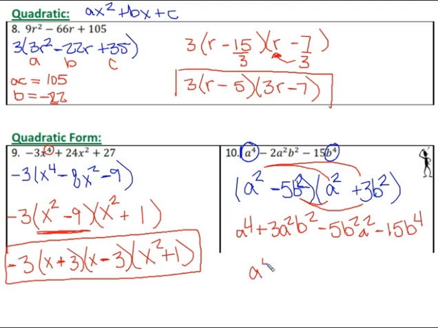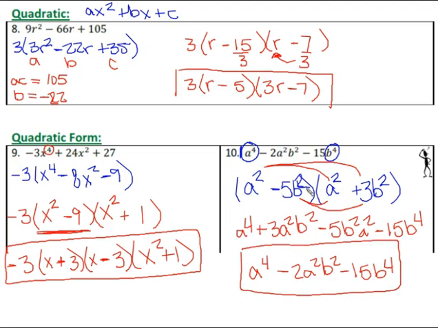So notice how we have like terms in the middle. Both of these have a squared, b squared in them. So that would give us a negative 2a squared b squared. And we're left with the negative 15b to the fourth on the end. So when we check our work, when we actually go through and FOIL or distribute, we get what we originally started with. You can always distribute to see if you get what you originally started with.